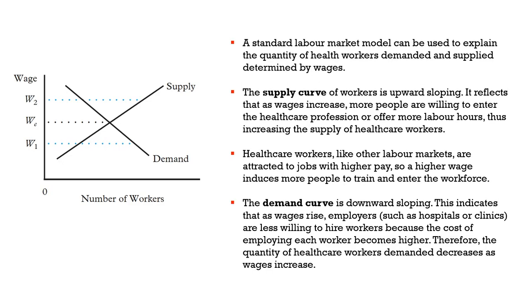On the x-axis, instead of quantity of commodities, we see the quantity of workers. So, there is the number of workers. On the y-axis, we have the wage rates. And the supply curve of workers is upward sloping, which reflects that as wages increase, more people are willing to enter the healthcare profession or offer more labor hours. So, the wage rate of the workforce is basically the price of the workforce.